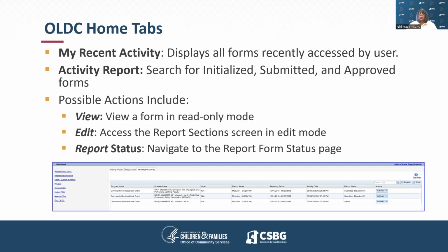So the first tab on the dashboard is my recent activity. My recent activity displays all reports recently accessed by the user. To access historical data, use report form entry from the main menu. In the activity report, the possible actions include view, to view a report in read-only mode; edit, to access the report screen in edit mode; and then report status, and that is to navigate to the report form status page.